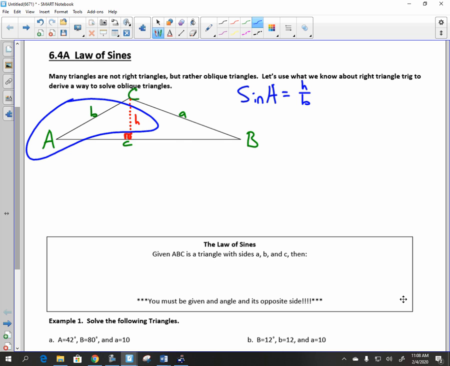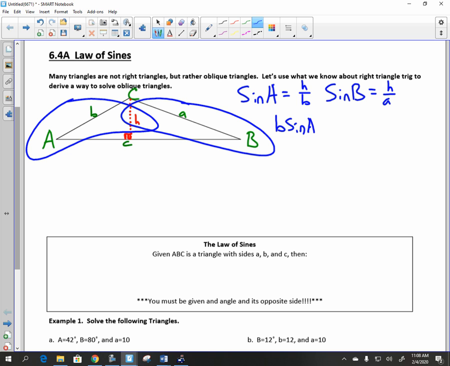We're going to say something intelligent about this group right here. Sine of B is also equal to H over A. And this is where mathematicians get excited because they look at the two things they've written down and they say they share something in common. What do they share in common? They share the H. In fact, you could multiply this side by B to get B sine of A is equal to H, and A sine of B is equal to H.